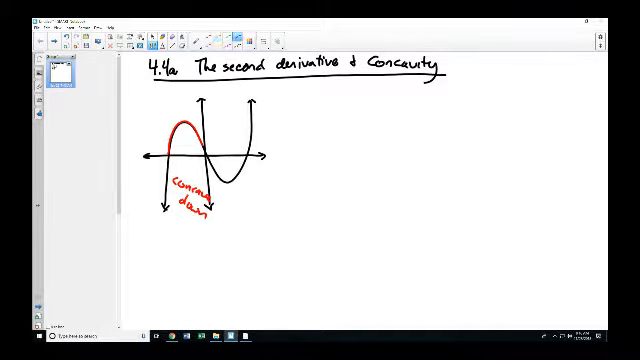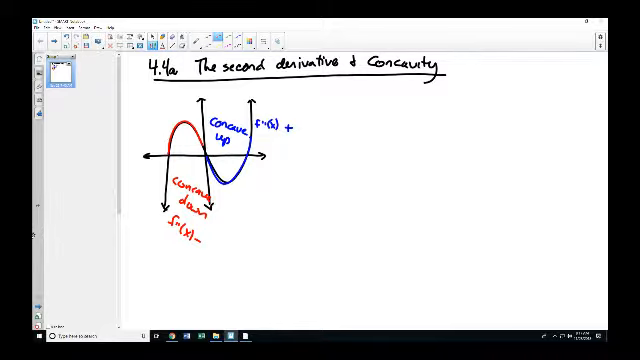And the other one is concave up. Wow, that was really mind-blowing. Okay. Concave up, the second derivative is positive. Concave down, the second derivative is, you guessed it, negative.